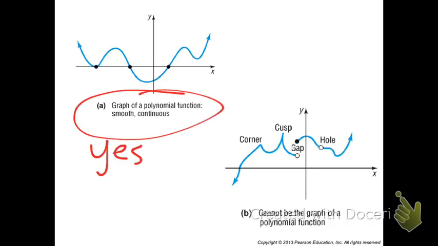And we know that because of the smoothness of the curve, and it's continuous. It doesn't have any breaks in the graph. It doesn't have any openings in it. The domain again is all real numbers. So yes, that's a polynomial.